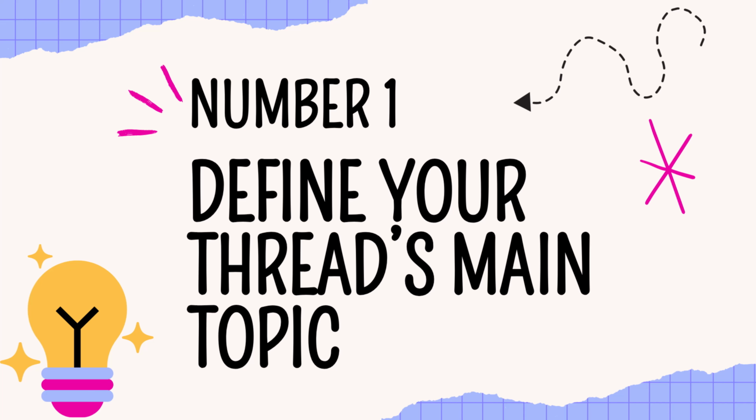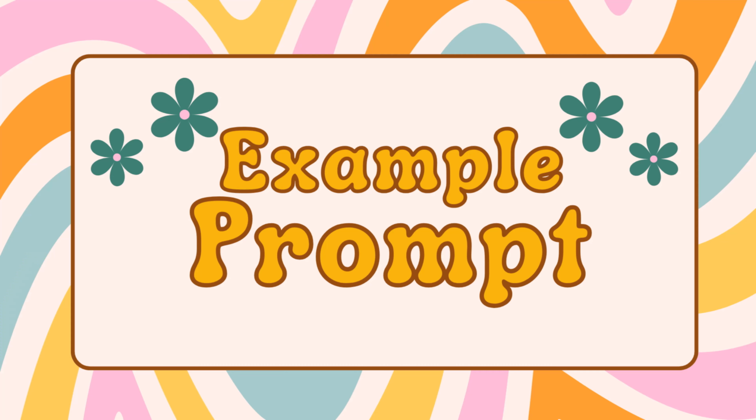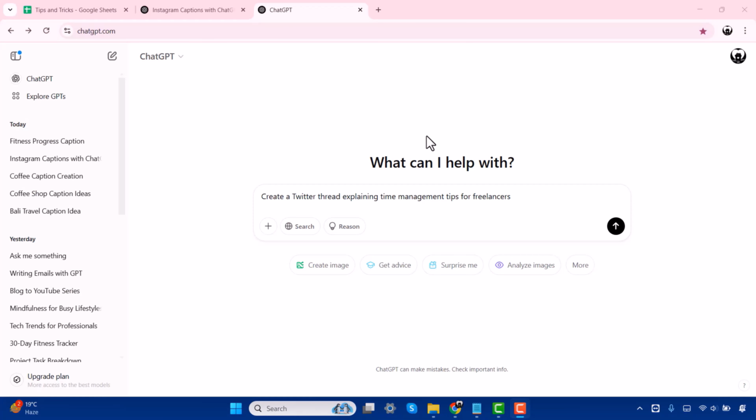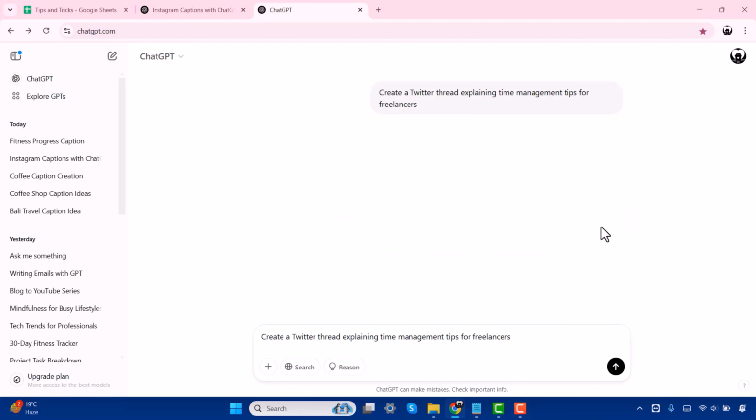Define your thread's main topic. Here you have to clearly state the topic, which helps ChatGPT generate a structured, informative and engaging thread. Example prompt: Create a Twitter thread explaining time management tips for freelancers. Let's see the answer. ChatGPT will provide you the best answer.